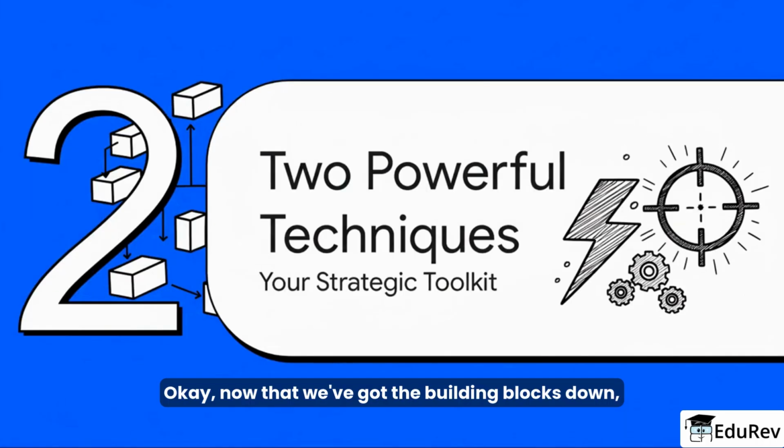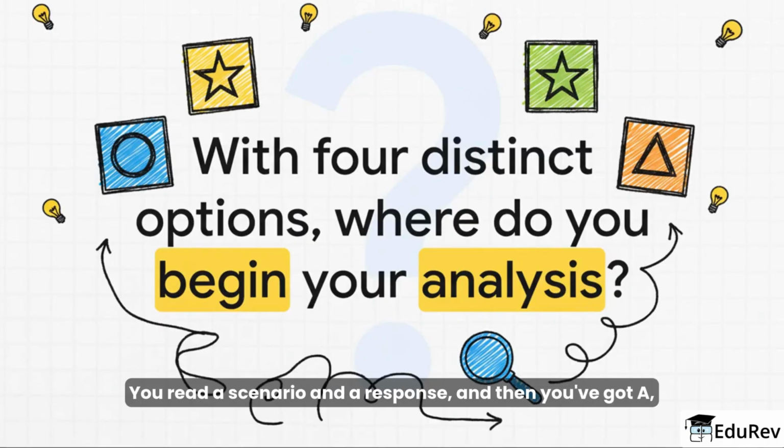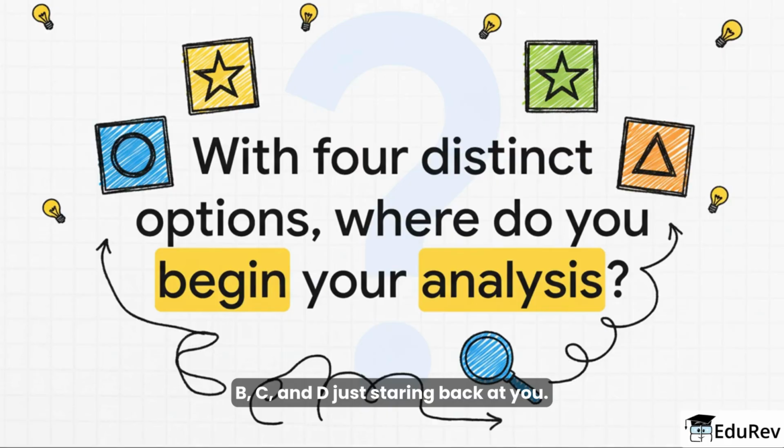Okay, now that we've got the building blocks down, let's actually build something with them. It's time to arm you with 2 really practical techniques that are going to make you faster and way more accurate. You read a scenario and a response, and then you've got A, B, C, and D just staring back at you. It can feel a little overwhelming. So, how do we make it simpler?